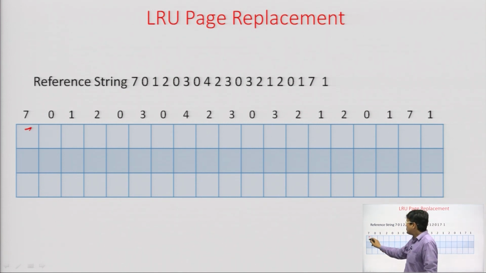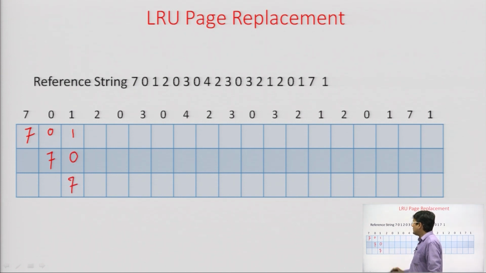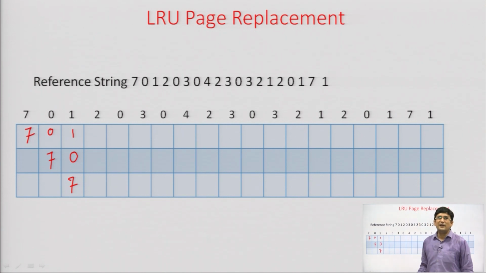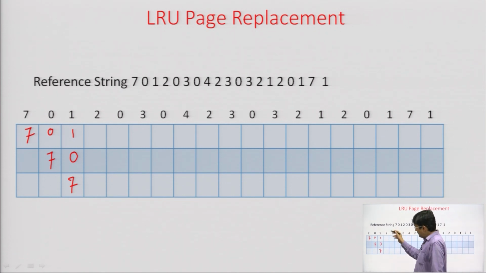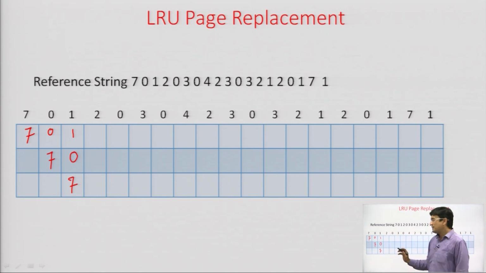7 comes, 7 is not present, so there is a page fault. 0 comes, there is no page 0, so page fault. 1 comes, page fault. 2 comes, 2 is not there, so obviously we will have to send out one of the pages. Here no page has been referenced twice or thrice, so obviously we will follow the first in first out scheme only.